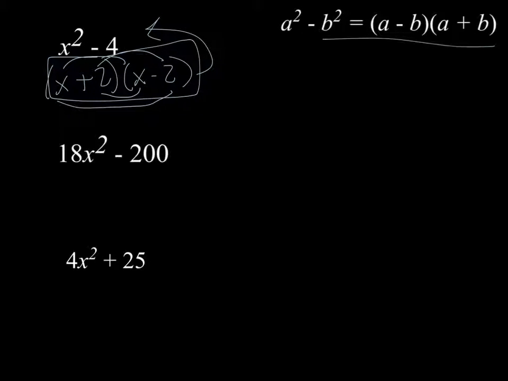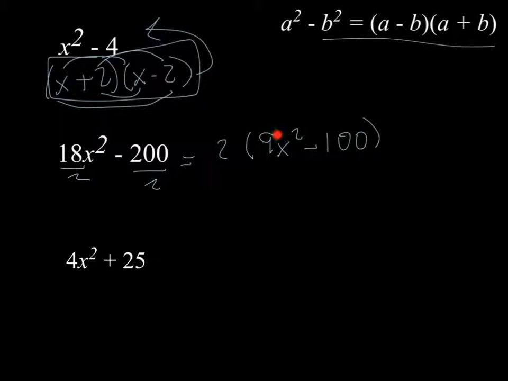Now, I included this next example here to remind you that you should always look for a GCF first. At first, you're looking at this, you're thinking that this is not a perfect square because the square root of 18 is not going to give you a whole number, and the square root of 200 is not a perfect square. However, there is a common factor between these two. They both can have a common factor of 2. They're both even numbers. So when I pull out that GCF of 2, I end up with 9x squared minus 100.